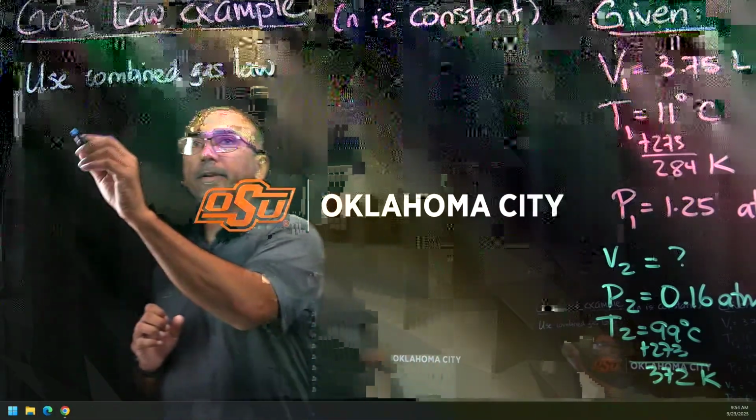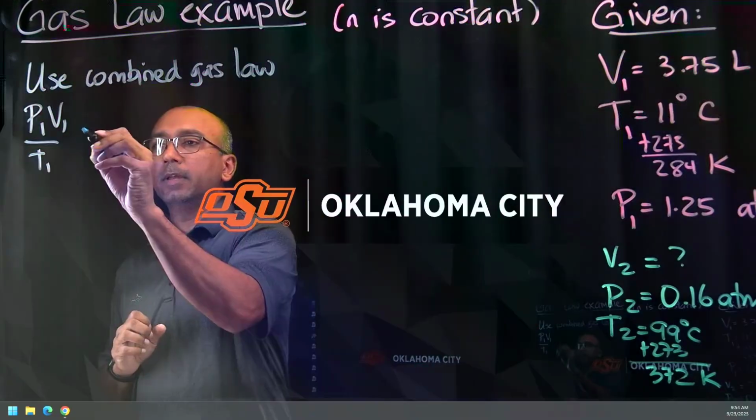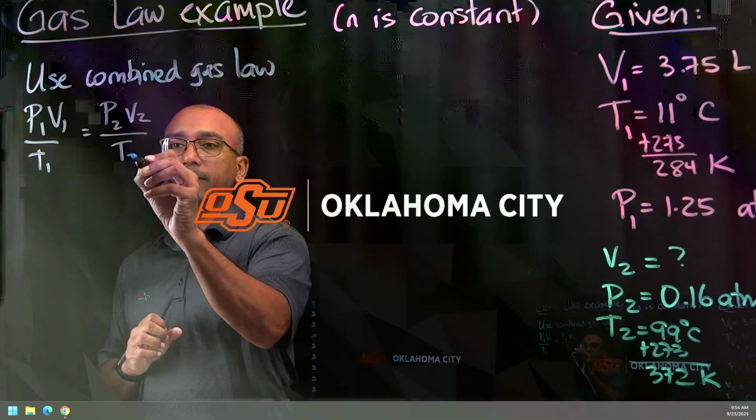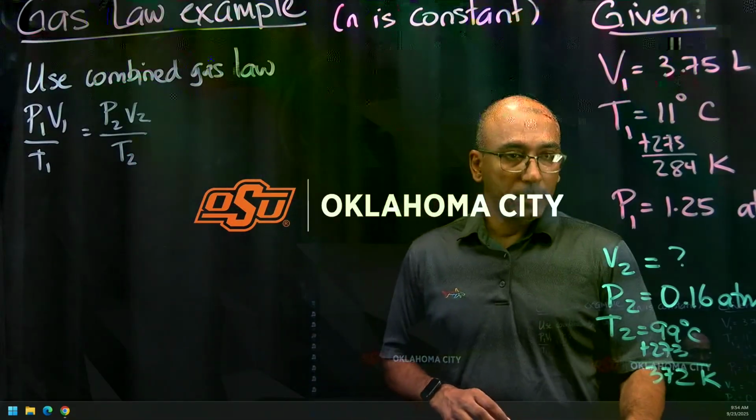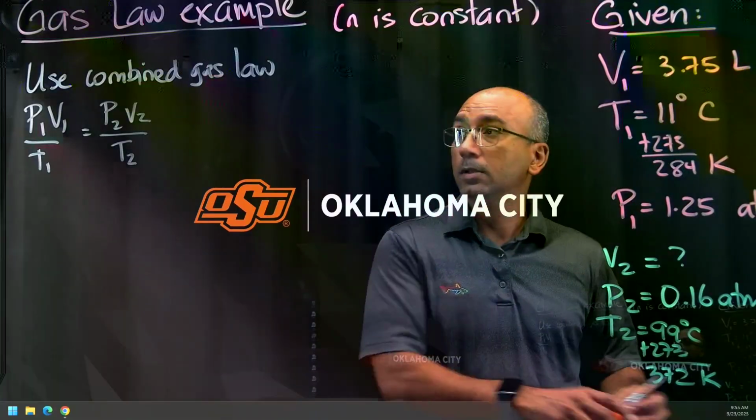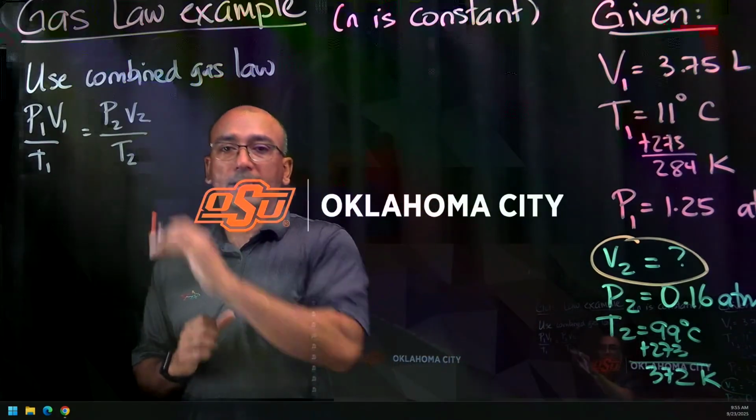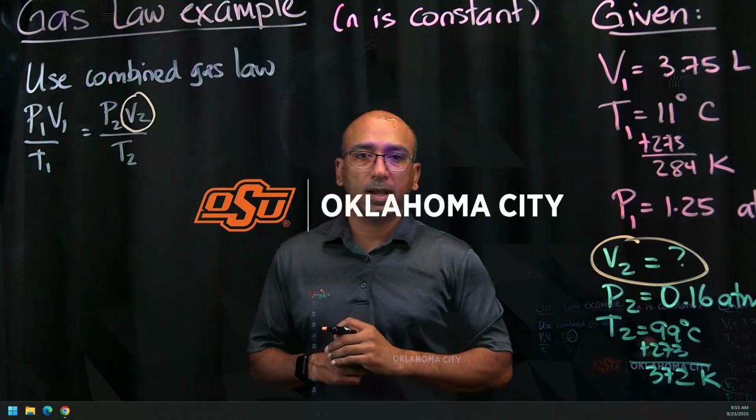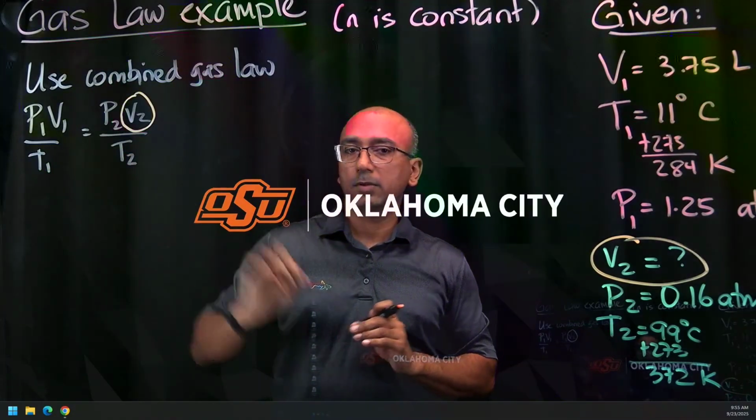So as a quick reminder, the combined gas law is P1 V1 over T1 is equal to P2 V2 over T2. Okay, and what we need to determine based on all of the information that's given to us is our V2, right? That's what we need to solve our combined gas law equation for. So this is the thing that we need to isolate on one side of the equation.